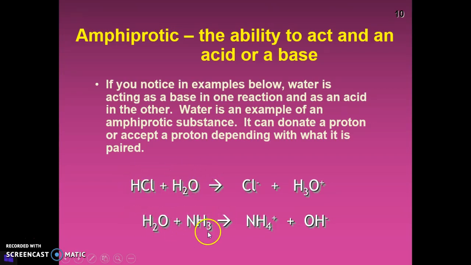But with ammonia, ammonia is acting as the base. Water is going to act as the acid here. So water is going to be donating an H+ to ammonia, whereas HCl is donating an H+ to water. So water, in this case, is amphiprotic. Sometimes you'll hear it referred to as amphoteric too. They mean the same thing.